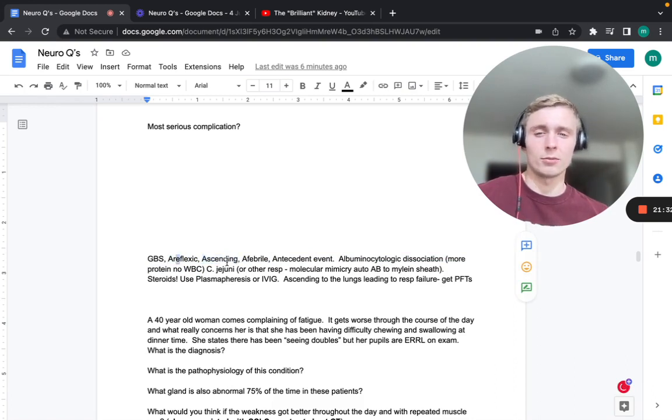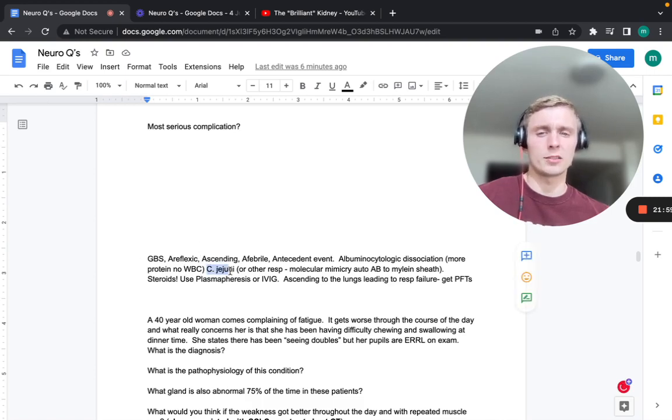Ascending, areflexic, afebrile, because they're not having a fever now, and an antecedent event. They had a previous fever and diarrhea in this patient, so that's Campylobacter jejuni. A previous bacterial infection is typically an antecedent event. Could be a URI, could be a GI pathogen or respiratory. And on CSF, we see that albuminocytologic dissociation again, more protein and no white blood cells. So elevated protein, no white blood cells.